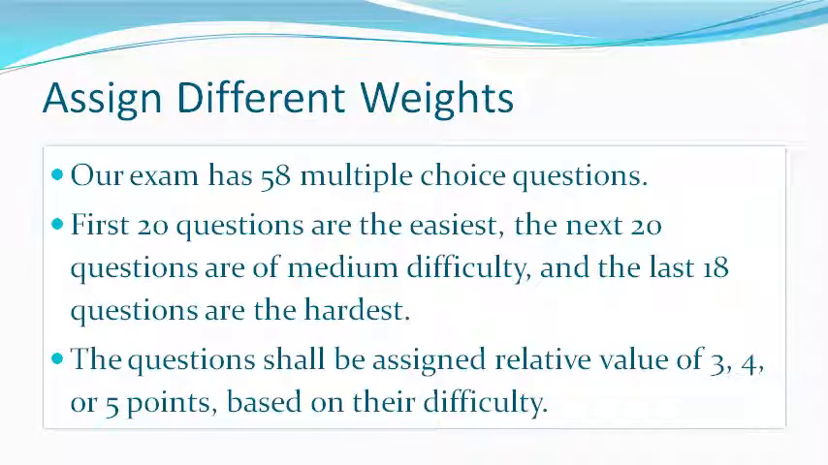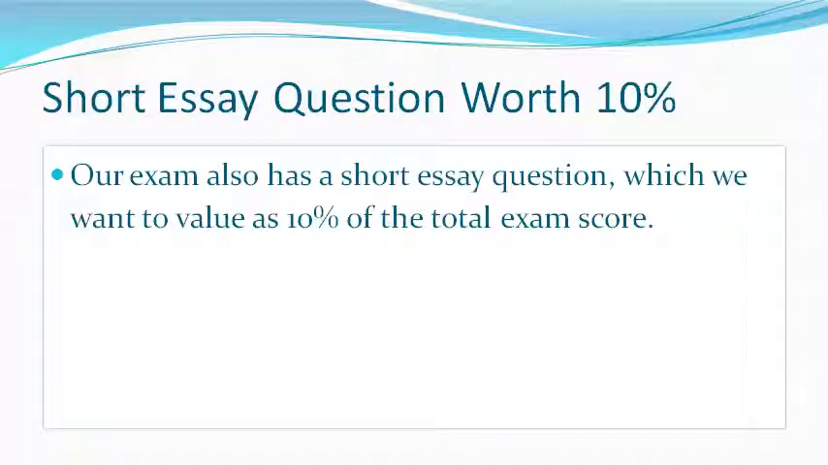Our example exam has 58 multiple choice questions. The first 20 questions are the easiest, the next 20 questions are of medium difficulty, and the last 18 questions are the hardest. The questions shall be assigned relative values of 3, 4, and 5 points respectively based on their difficulty. Our exam also has a short essay question, which we want to value as 10% of the total exam score.